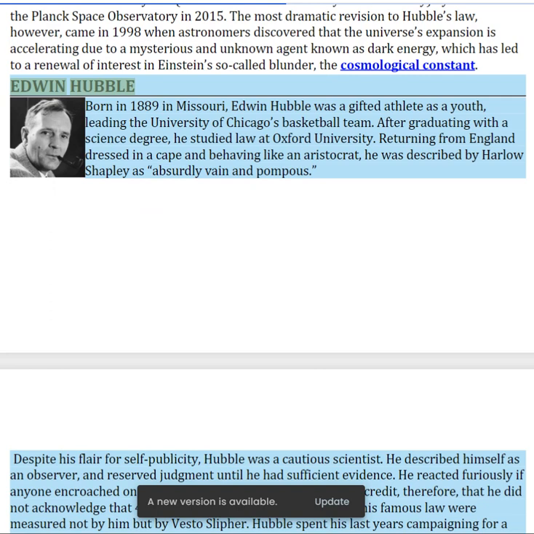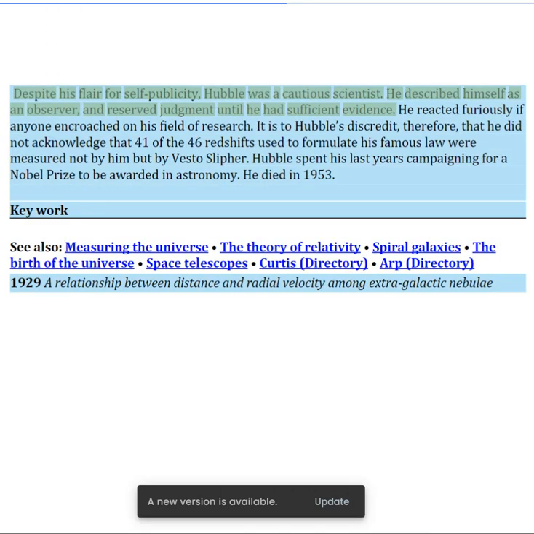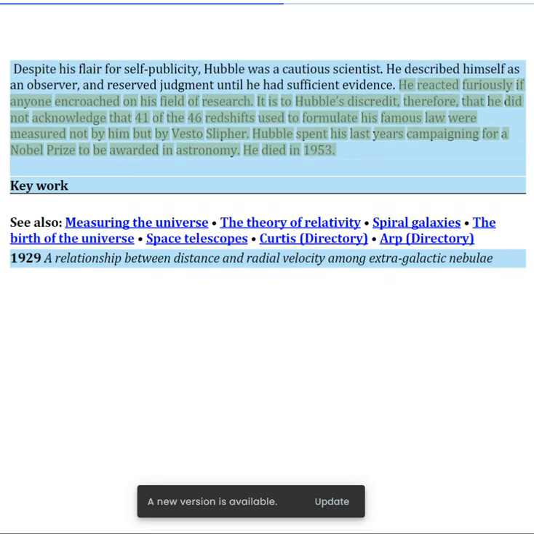Edwin Hubble. Born in 1889 in Missouri, Edwin Hubble was a gifted athlete as a youth, leading the University of Chicago's basketball team. After graduating with a science degree, he studied law at Oxford University. Returning from England dressed in a cape and behaving like an aristocrat, he was described by Harlow Shapley as absurdly vain and pompous. Despite his flair for self-publicity, Hubble was a cautious scientist. He described himself as an observer, and reserved judgment until he had sufficient evidence. He reacted furiously if anyone encroached on his field of research.